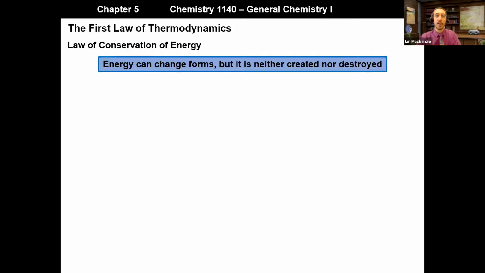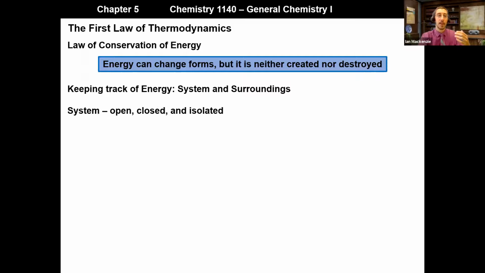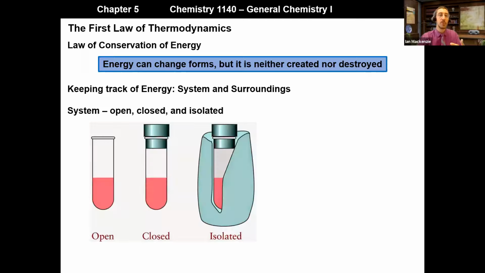And so we have a couple more definitions that help us keep track of energy in a reaction. And those are the terms system and surroundings. So the system is where the process itself is actually occurring. And then the surroundings is just anything else around that. Now, there are three different types of systems. There's open, closed, and isolated.